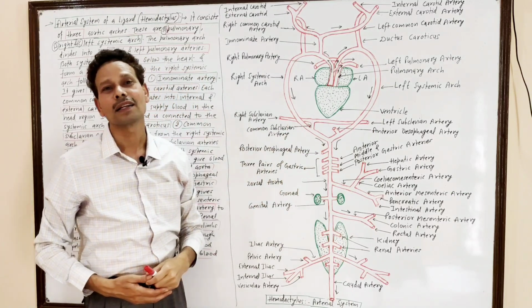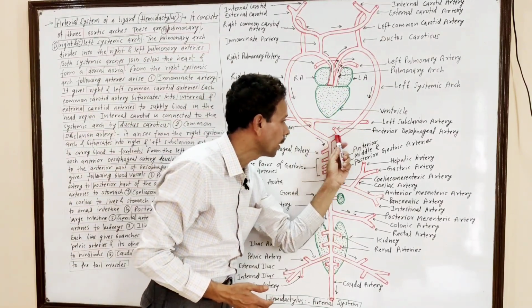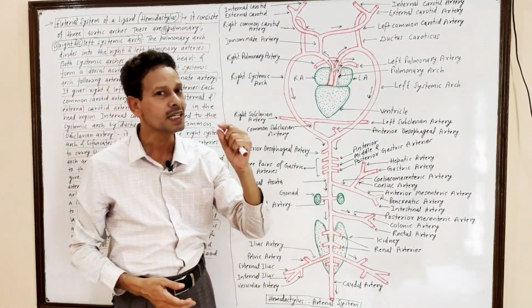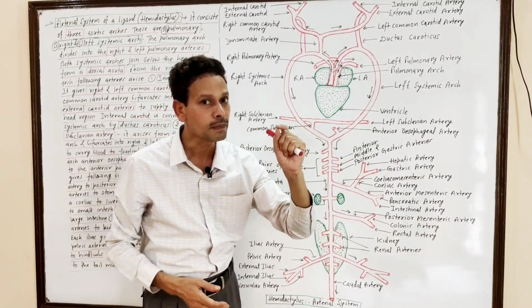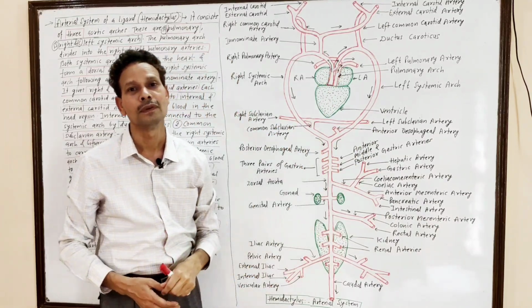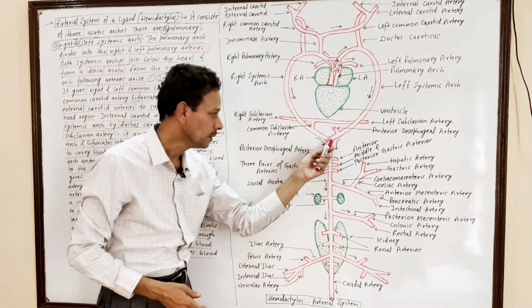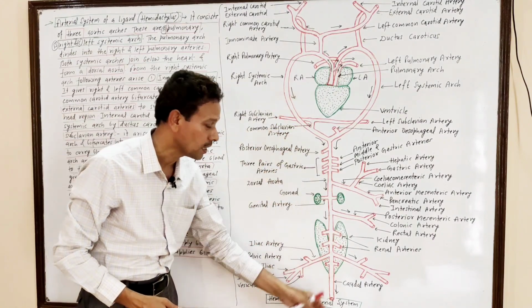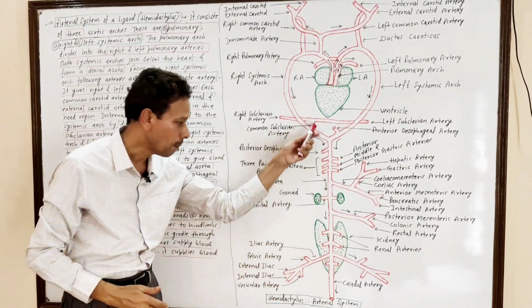This left systemic arc, in its posterior region, gives an unpaired blood vessel. This one is the anterior esophageal artery, and it carries blood to the anterior parts of the esophagus. Note down, this dorsal aorta is the main blood vessel in which blood flows in a backward direction.